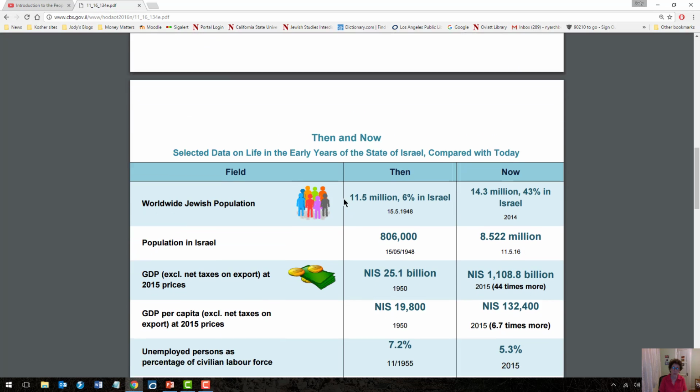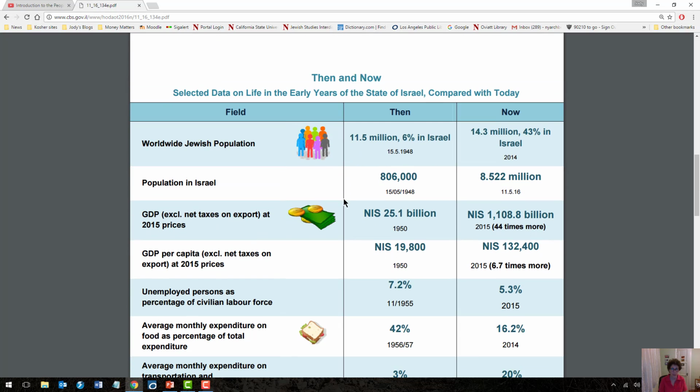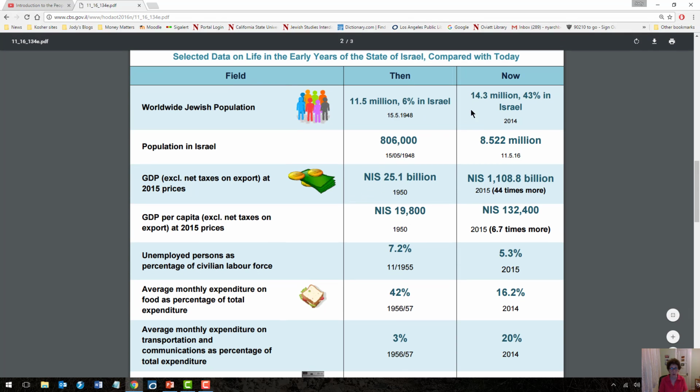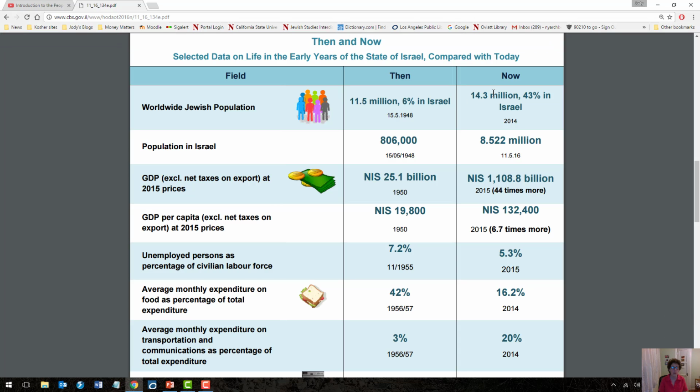You're going to see the second page is like a brag sheet. Remember, it's a media release. So it's this picture, then and now. So they tell you the date of then and now. So in 1948, there were 11.5 million Jews in the entire world. Now there are 14 million Jews. 6% back then lived in Israel. Now 43% of all Jews in the world live in Israel.